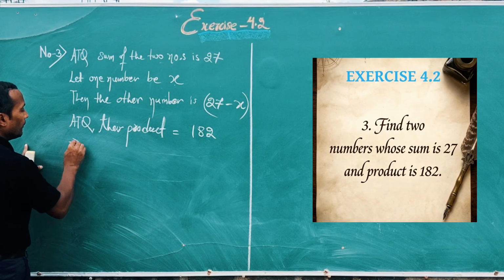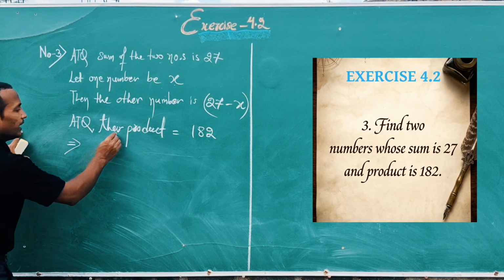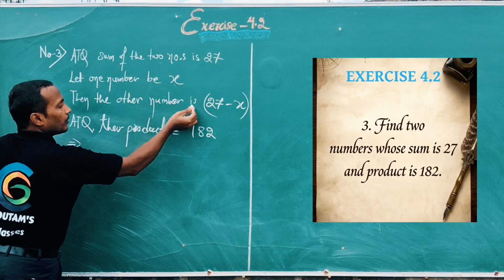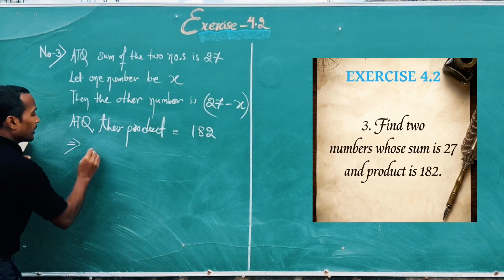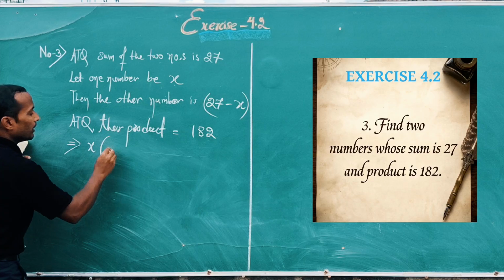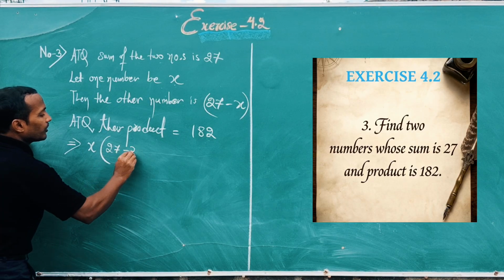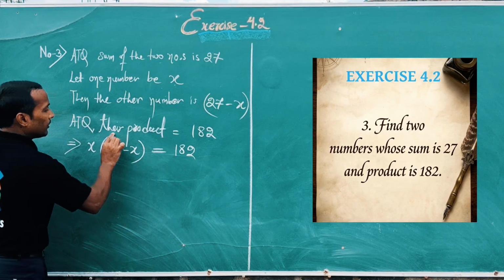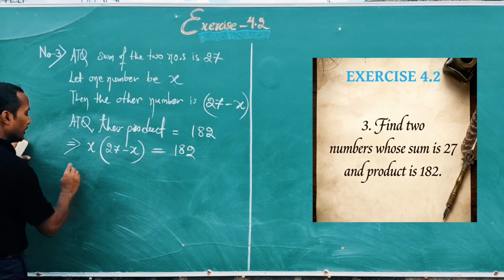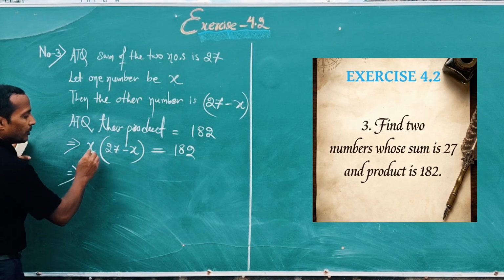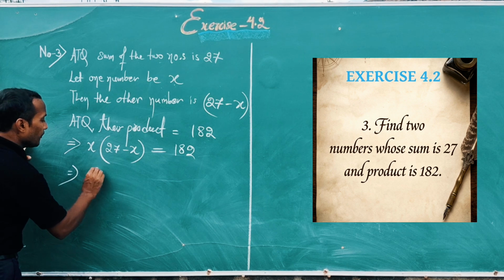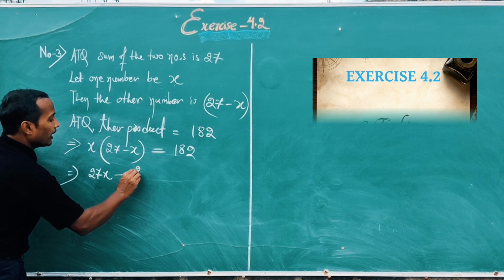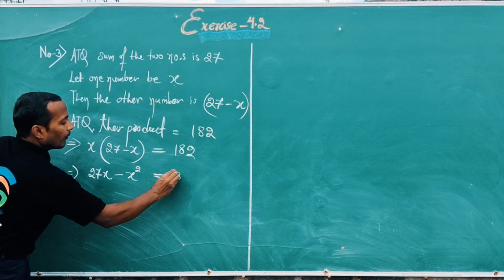Now we shall form the equation. So their product means product of these two numbers. What are the numbers? One number is x, the other number is 27 minus x. So x multiplied with the other number means 27 minus x is equal to 182. In place of their product, I mentioned this. Now it is clear. Now let's multiply by distributive property. X into 27 gives you 27x. X into minus x gives you minus x square equals 182.